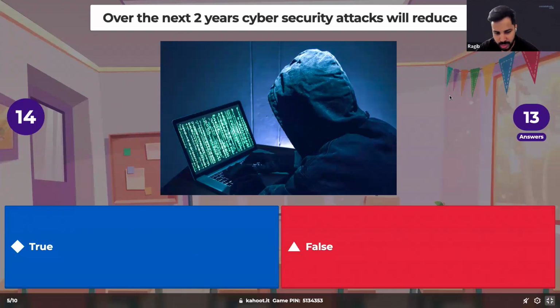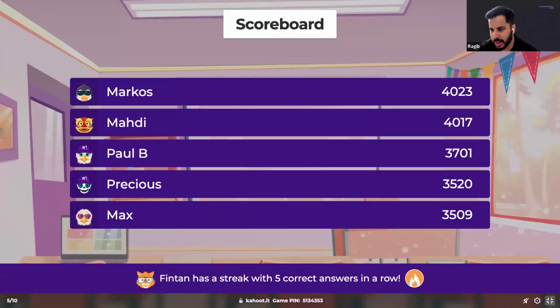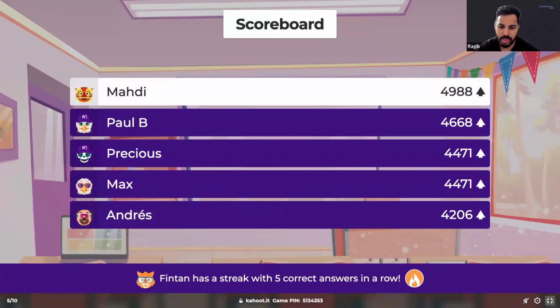So it's an easy one. We have seen the trend, right? That's correct. False. It has increased year by year, and it's most likely to increase further, right? Their tactics have gotten sophisticated. So that's correct. So next, let's take a look at the score.